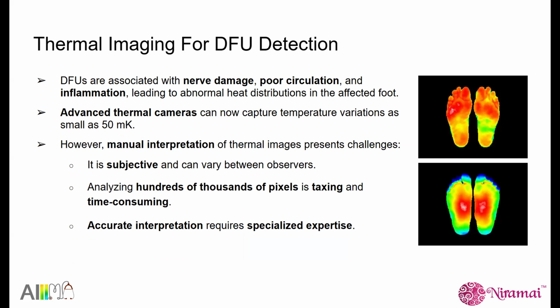As you can see from the images on the right side, the thermal cameras are very well able to capture thermal variations as small as 50 millikelvin and help us distinguish between the feet which are affected with the complications and which are not. When going with a manual interpretation, it has been seen to be subjective, and it takes specialized expertise to do an accurate interpretation, because within the diabetic foot complications there are various levels.